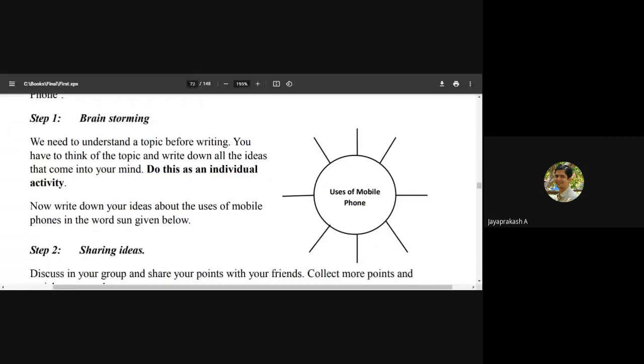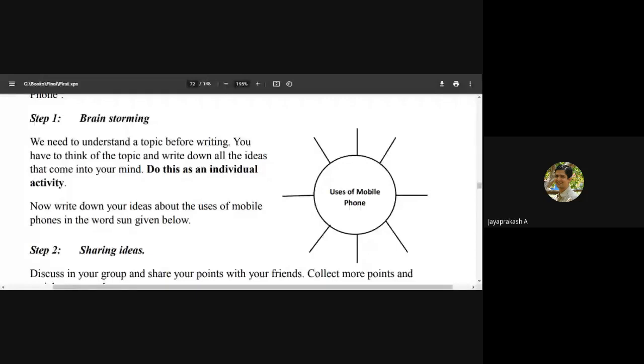So what is the benefit of doing that? By organizing such ideas, we are able to organize our paragraph also. So when writing the paragraph, we again do not have to think about the structure of the paragraph. So that is the benefit of numbering the rays.